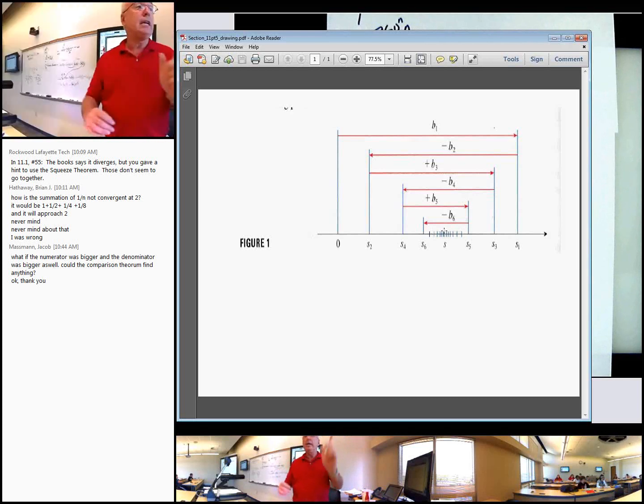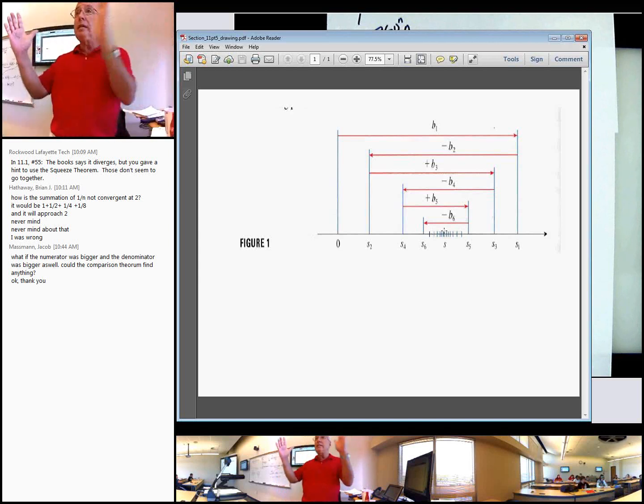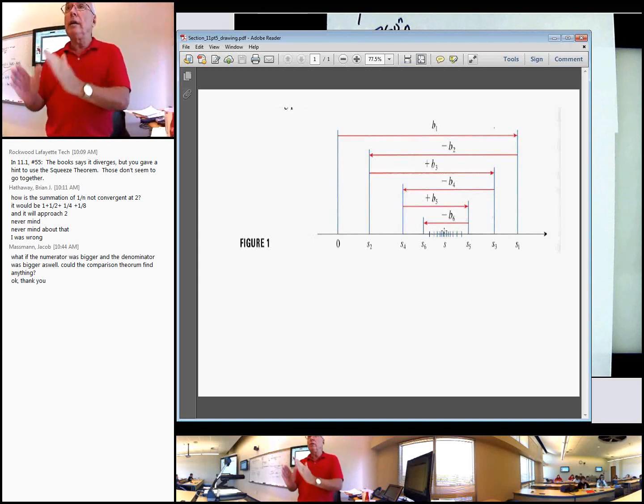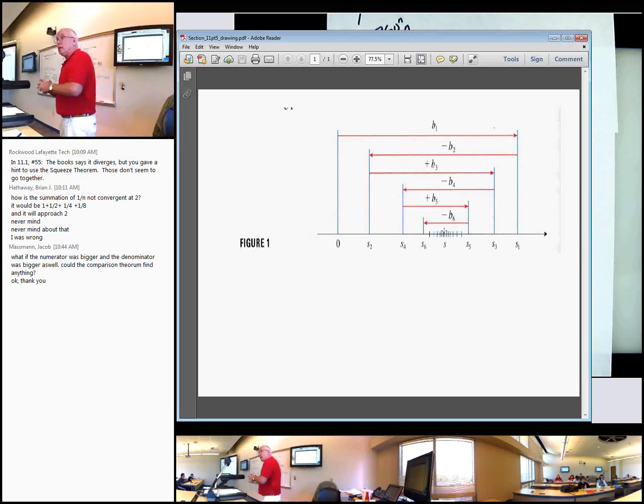So again, if they alternate in sign and these b's keep getting smaller and smaller and they're all decreasing, then we meet the test and the sum is a finite number. It converges. Okay?